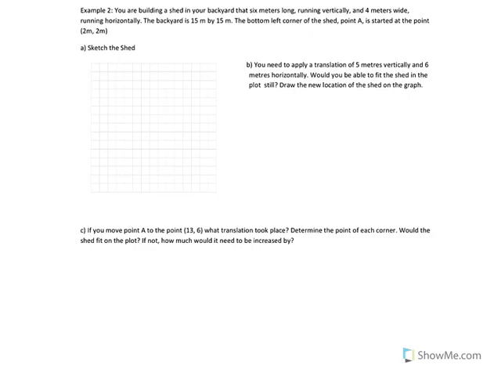Okay, we've got a yard. It's 15 meters by 15 meters. You're building a shed. It's 6 meters long vertically and 4 meters wide. We're going to start at 2 and 2. So right here is 2 and 2. So it's going 6 meters long vertically. So 1, 2, 3, 4, 5, 6. And 4 meters wide. 1, 2, 3, 4. So there's our shed. We're going to call this point A.